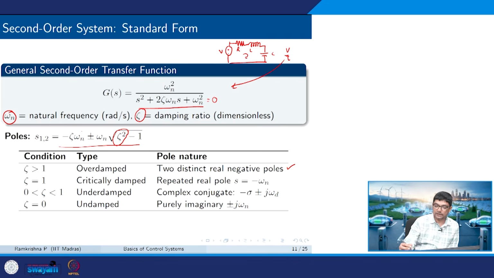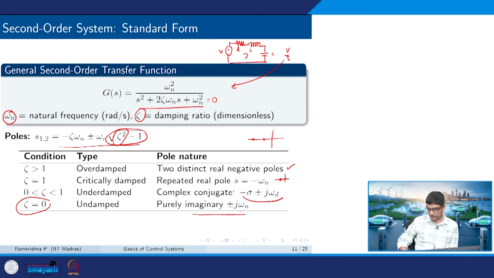Okay, now zeta greater than 1, I will have two distinct negative poles. So, my poles will be somewhere here and then somewhere here. Zeta equal to 1, I will have just repeated roots at s equal to omega n. Underdamped systems are zeta being between 0 and 1. This thing goes negative, and therefore the square root will become imaginary, and I will have roots which are complex and conjugate. And a system which has no damping will have roots or poles that are purely imaginary in nature.